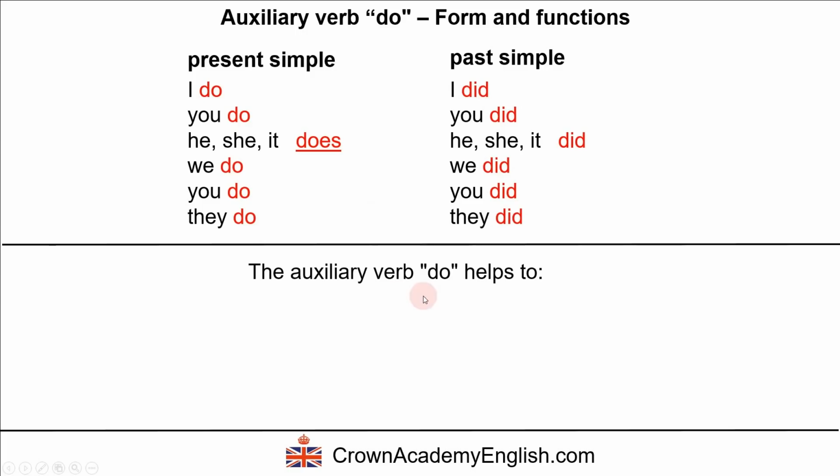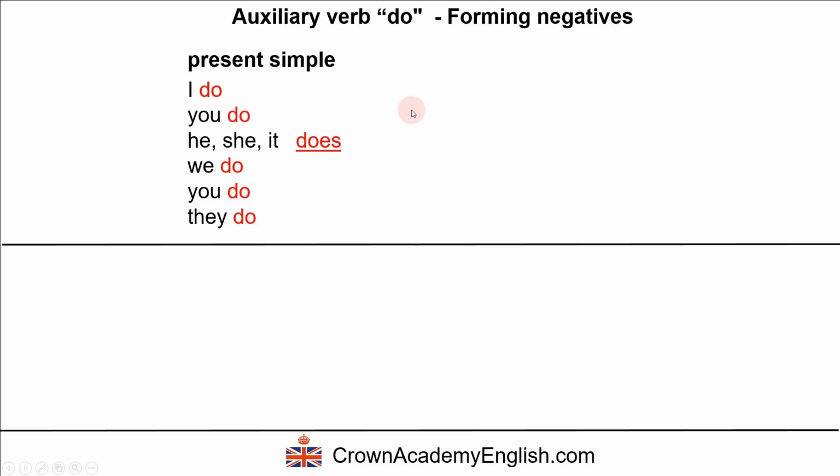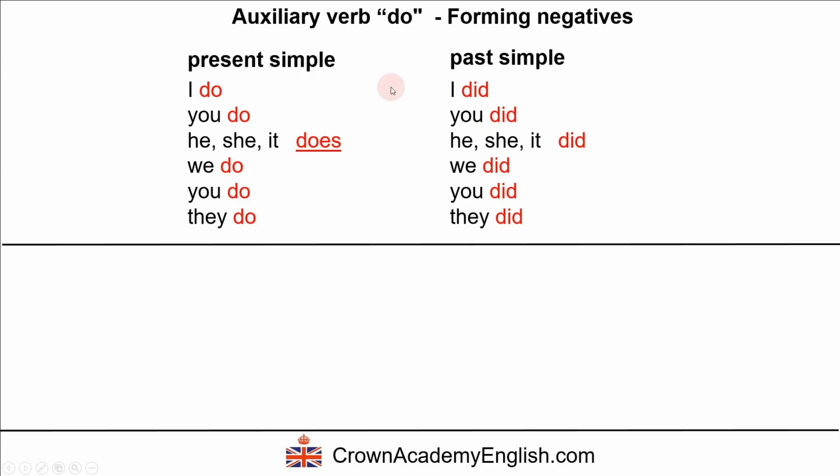The auxiliary verb do has three main functions: to form negatives, to form questions, and to give emphasis. So let's now look at these three functions. So the auxiliary verb do when we're forming negatives. Here is a reminder of the form. I have already explained this. So let's now form some negatives.